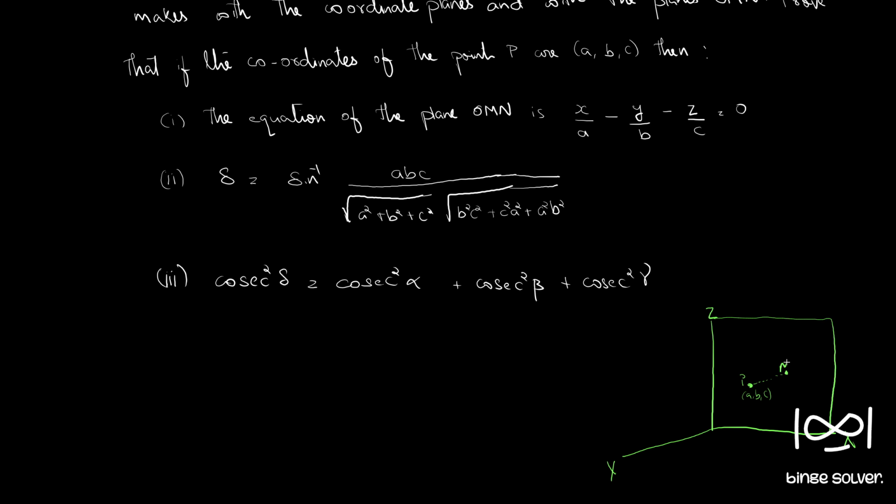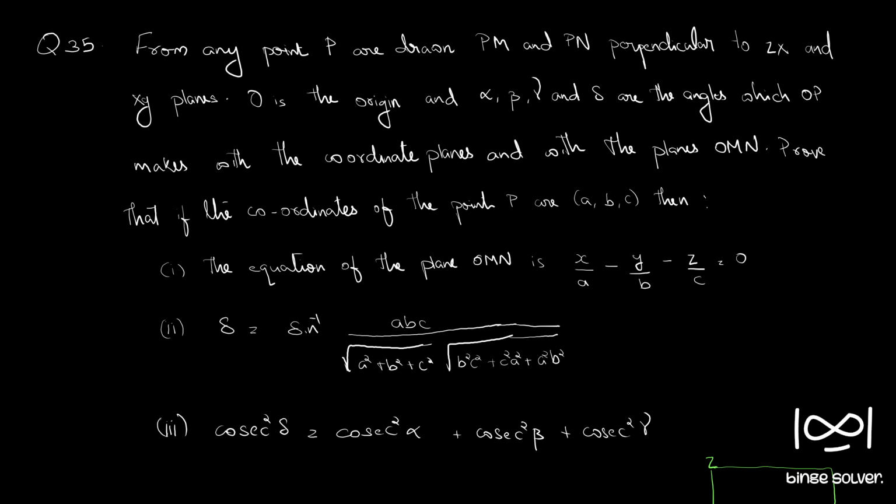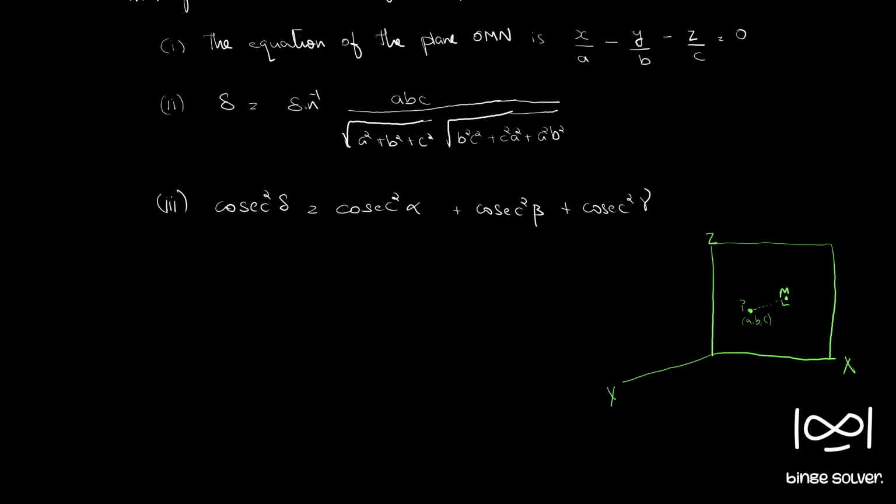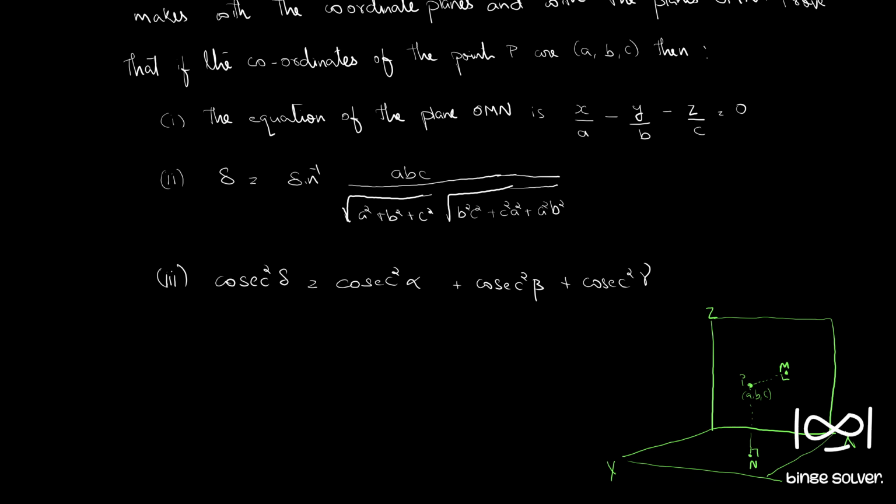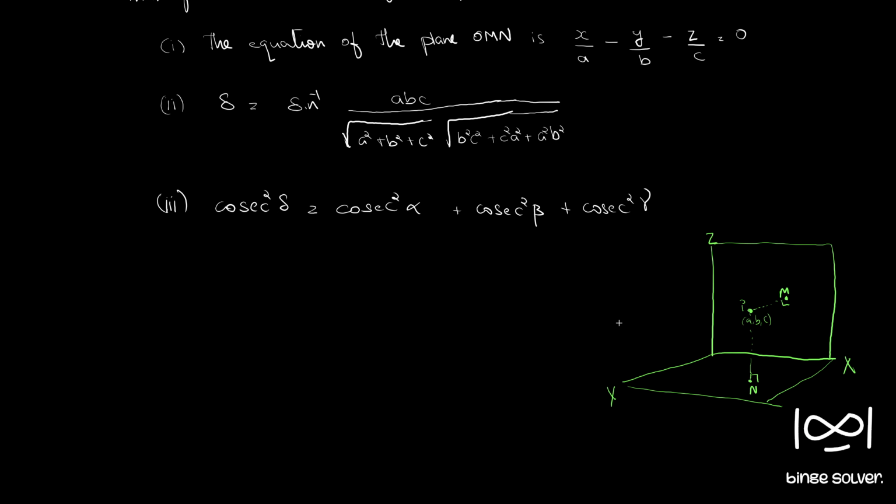M is the foot of the perpendicular drawn to the ZX plane, so PM is the perpendicular drawn to the ZX plane. And N is drawn perpendicular to the XY plane. So PM and PN are perpendiculars. Now O is the origin. So we need to find first the points M and N. M and N are just the feet of the perpendiculars from P to the planes.